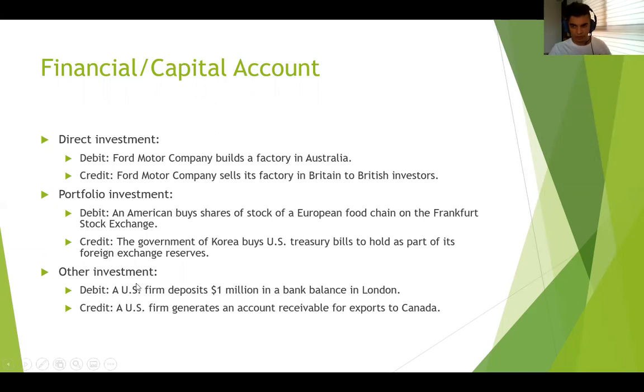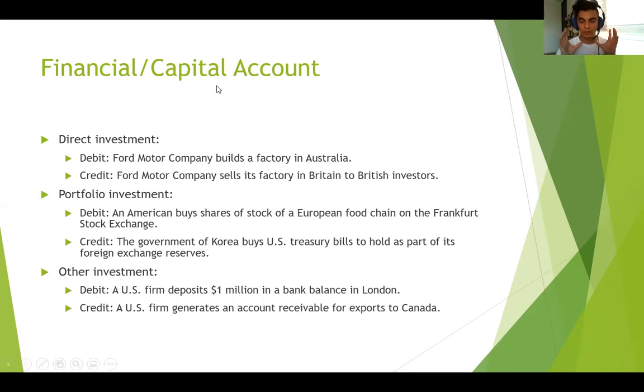And other investment, the book talks about other investment, but from my perspective, everything can fit in here or in here. I don't really find something else that can't be in here, because look at this. Here it says, a US firm deposits $1 million in a bank balance in London. I would say this is kind of a currency investment, right? So I would classify it as portfolio investment. But anyway, the book only says that there are other kinds of transactions that are related to financial assets, and they will be part of the financial and capital account.